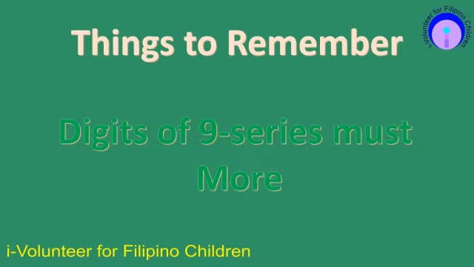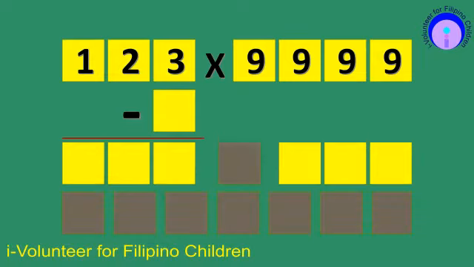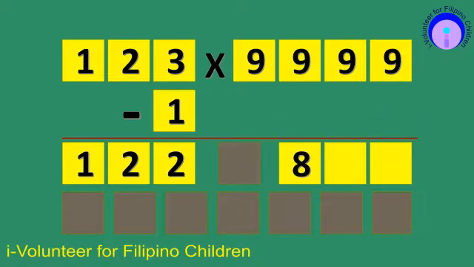Susunod nating example ay yung sinasabi kong mas madaming digits ang ating 9 series kaysa ating minumultiply. 123 has 3 digits while 9,999 has 4. First step, bawasan muna natin ng isa ang multiplicand. 123 minus 1 is 122. 1 needs 8, 2 needs 7, another 2 is needed by 7.